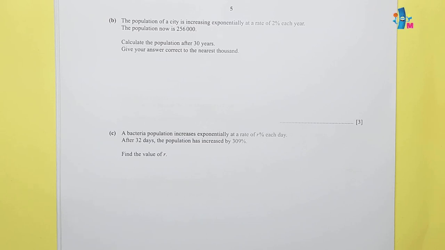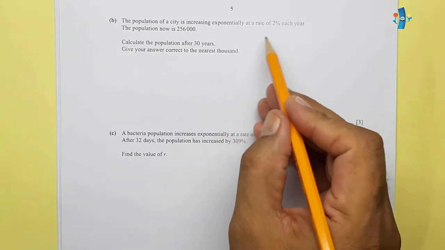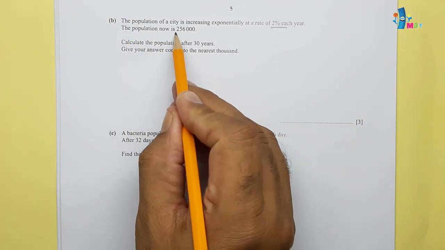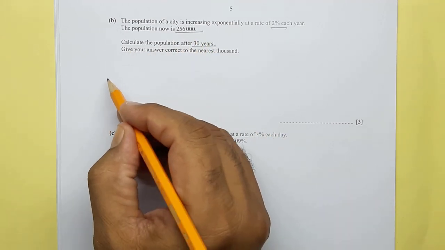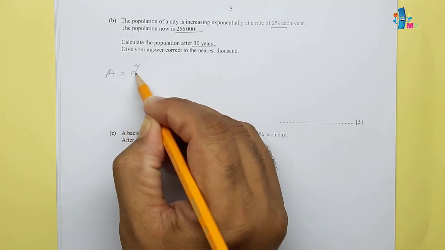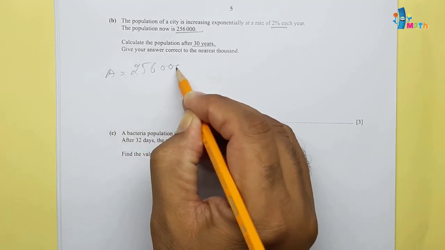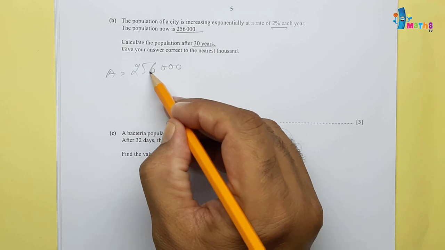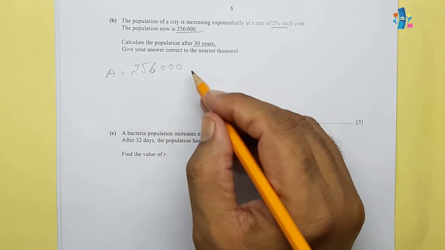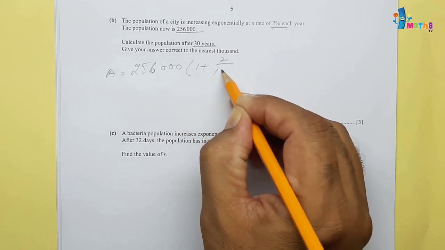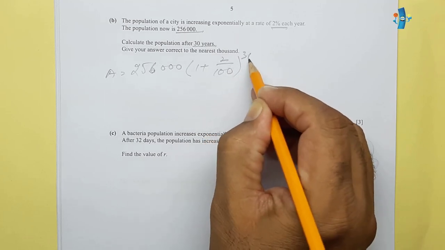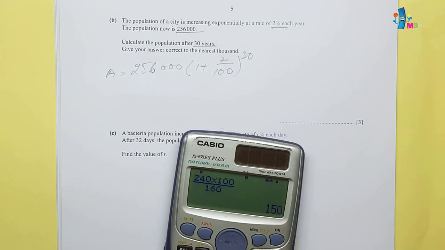Part B, the population of a city is increasing exponentially at a rate of 2% each year. The population now is this one. So calculate the population after 30 years. So A will be equal to 256,000. This is the population, and exponential increase by 2% and for 30 years, and we'll apply the formula.